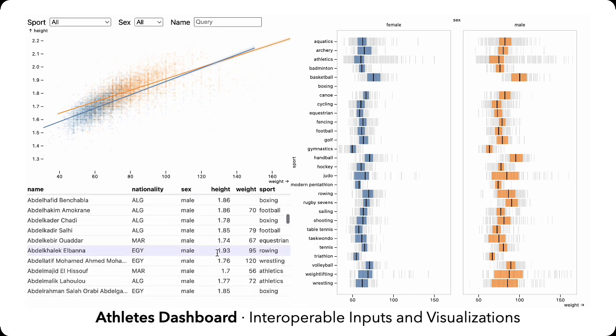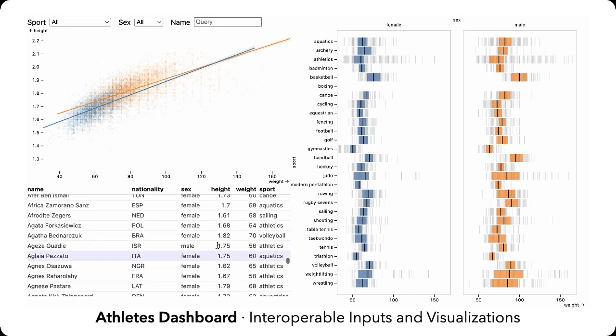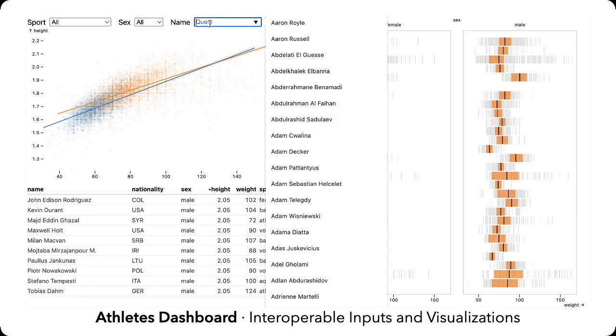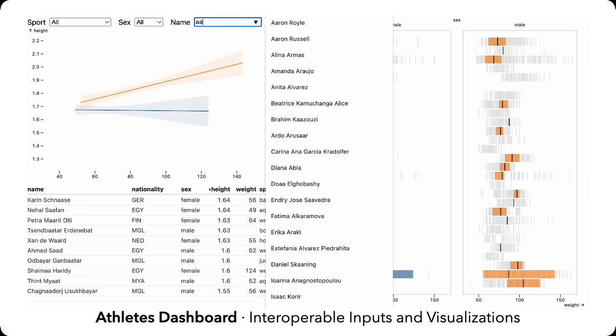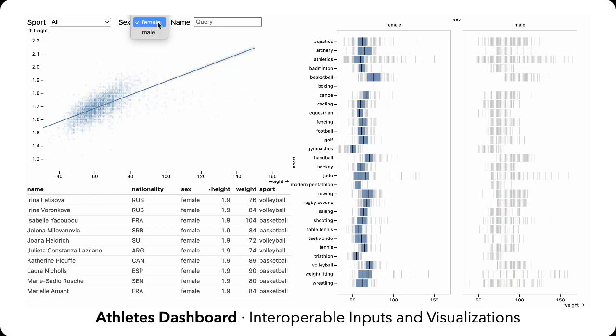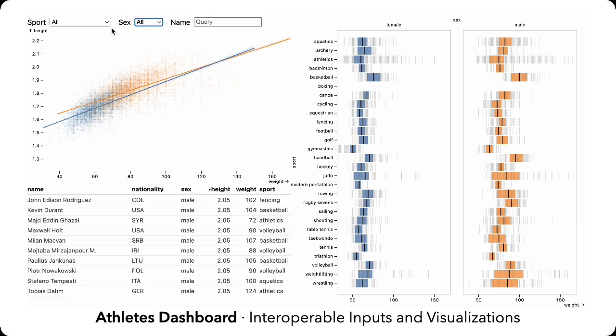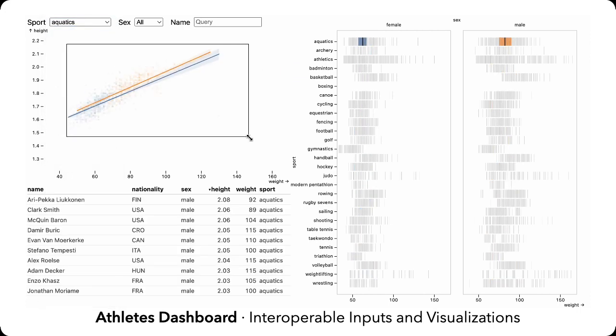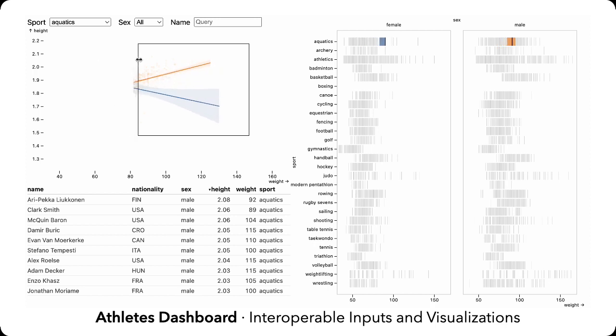Mosaic provides a standardized selection abstraction for linking across tables, visualizations, and input widgets such as sliders, search boxes, and menus. All of these components are linked via dynamic parameters and coordinated queries. Computation of regression models, interquartile ranges, and other transformations are automatically pushed down to the database.